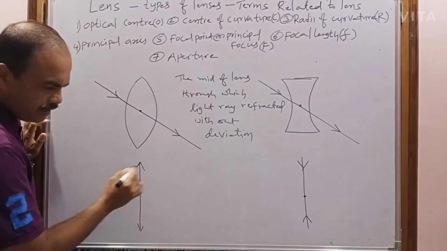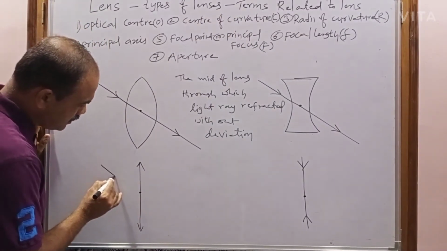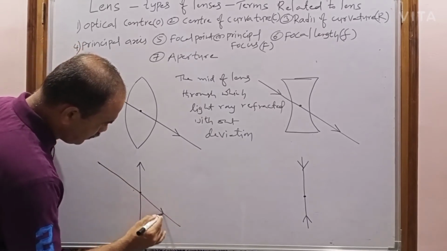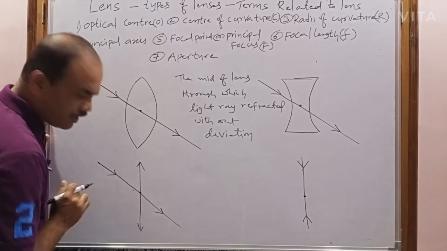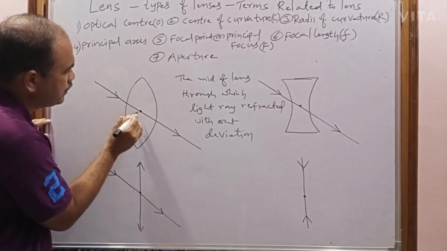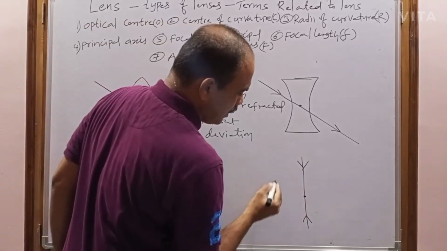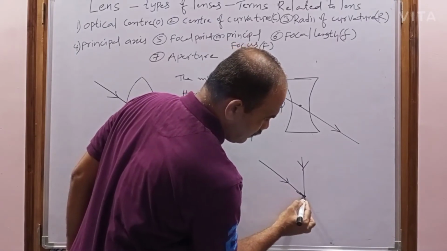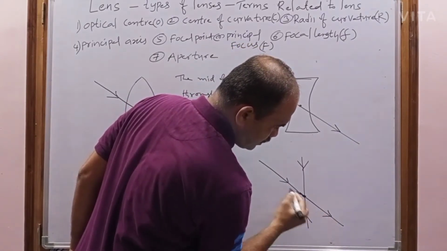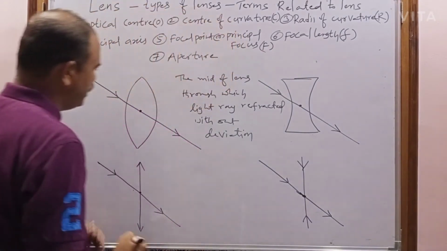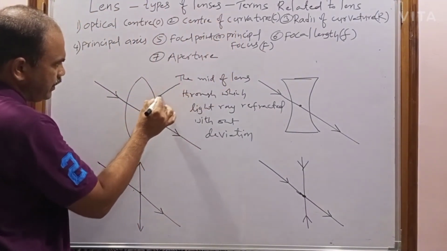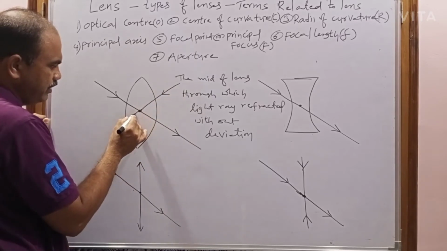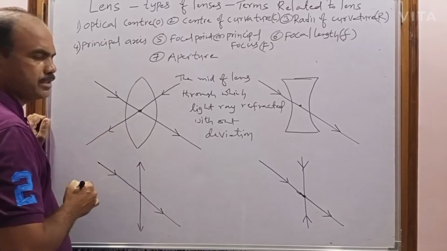Now coming to the symbol: this is the incident ray that passes through the optic center without deviation. This is the incident ray, and this is the refracted ray. In case of the concave lens, this is the incident ray incident on the optic center, and after refraction it continues on the same path. If the incident ray comes like this, again it is incident on the optic center and continues the same path after refraction.